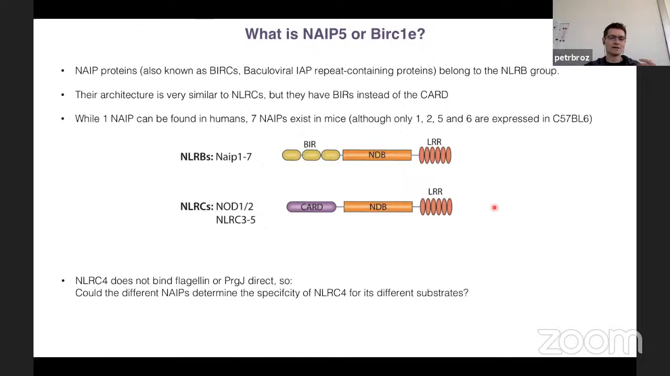Since people have wondered how NLRC4 can recognize three different ligands, they have of course tried to see if there's a direct interaction between NLRC4 and flagellin or the rod subunits. And nobody has ever been able to show this direct interaction. So if there's no direct binding, the theory was developed that maybe the NAIPs determine the specificity of NLRC4 for its different substrates.